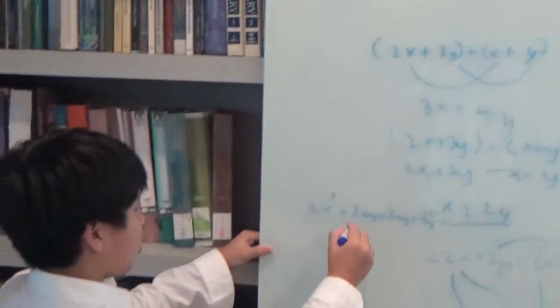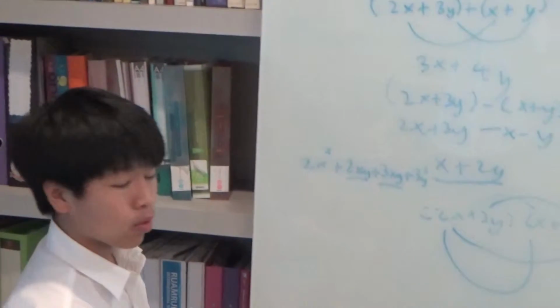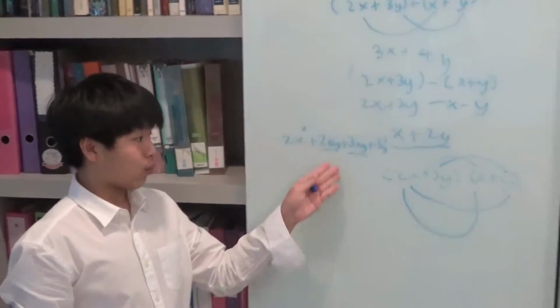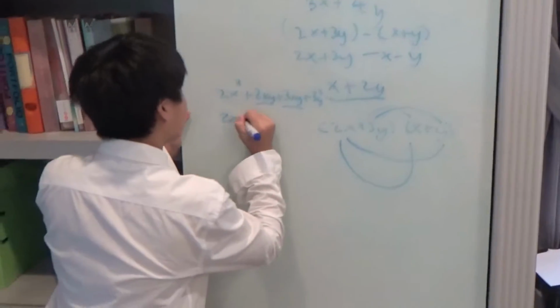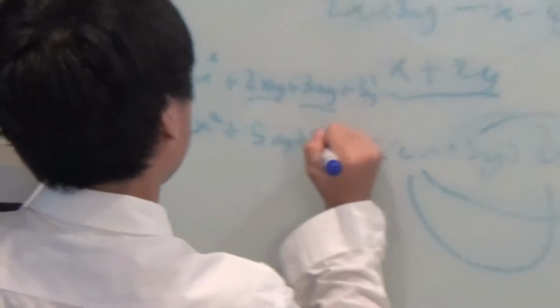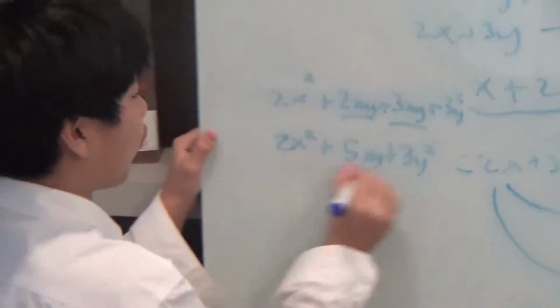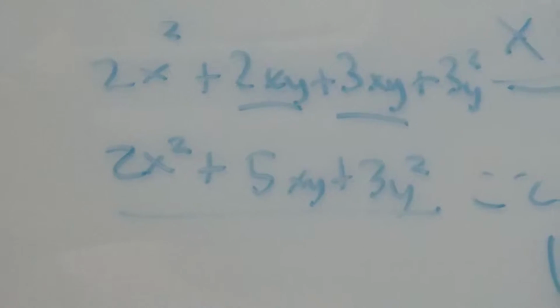Now, 2xy and 3xy are like terms because they both contain variables x and y. Therefore, we can simplify this answer into 2x squared plus 5xy plus 3y squared. And this is our final answer since none of the terms are like each other and cannot be combined.